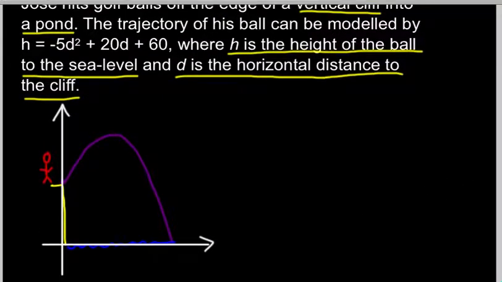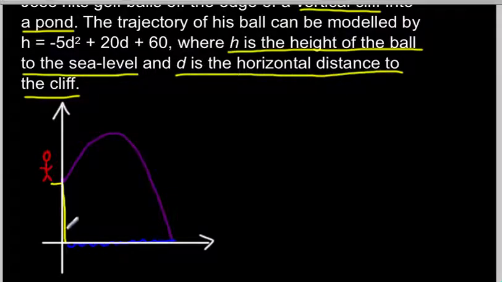Let's look at the variables we've been given. We've been told that h is the height of the ball to the sea level. So here's the sea level, and the height of the ball is right here. So this is h, and we can see that this is the y-axis, so that's h. d is the horizontal distance to the cliff. This yellow thing right here is the cliff, so the horizontal distance to the cliff must be this. So if I'm right here, this is my horizontal distance away from the cliff. I'm going to remove those because they're a little distracting. Anyways, h is the height of the ball and d is the horizontal distance of the ball to the cliff. So this is the diagram, and in the next slides, let's go over some questions.